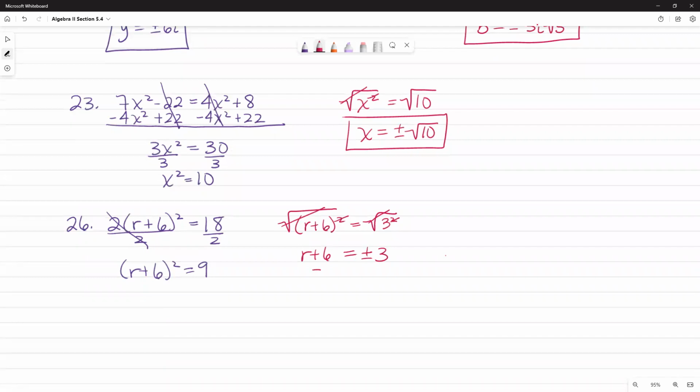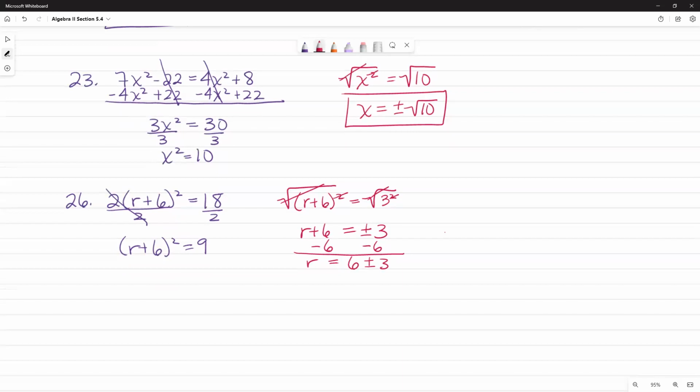Because now we have no square root and no i, we can actually solve them. So we have r equals negative 6 plus or minus 3. This means r equals negative 6 plus 3, which is negative 3, and r equals negative 6 minus 3, which is negative 9. And those are our 2 answers. So we have 2 actual solutions here that don't have a square root or a weird imaginary number.